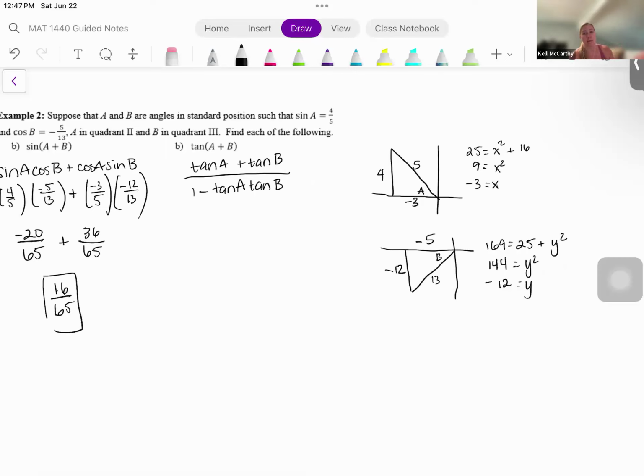Tangent of A, tangent is opposite over adjacent. So tangent of A is 4/-3. Plus tangent B, opposite over adjacent, -12/-5. Since they're both negative, you could opt to just make this positive, to avoid dealing with those negatives, which are simplifying anyway. Over 1 minus tangent of A, that was 4/-3, times tangent B, 12/5.